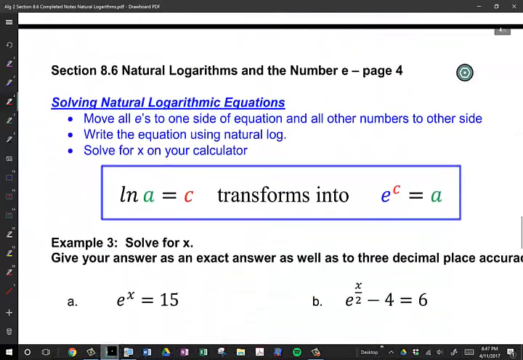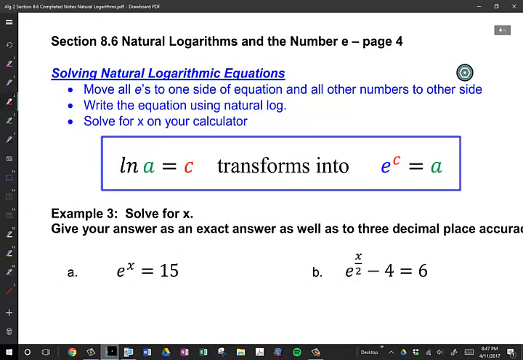Let's come back here. All right, well, our third idea is going to be using the idea of exponential functions with e's, and then we're going to try to solve those for x like we did in the last part of section 5. So we're going to move all the e's to one side, all numbers to the other, write the equation using a natural log, and then solve for x in our calculator or as an exact answer.